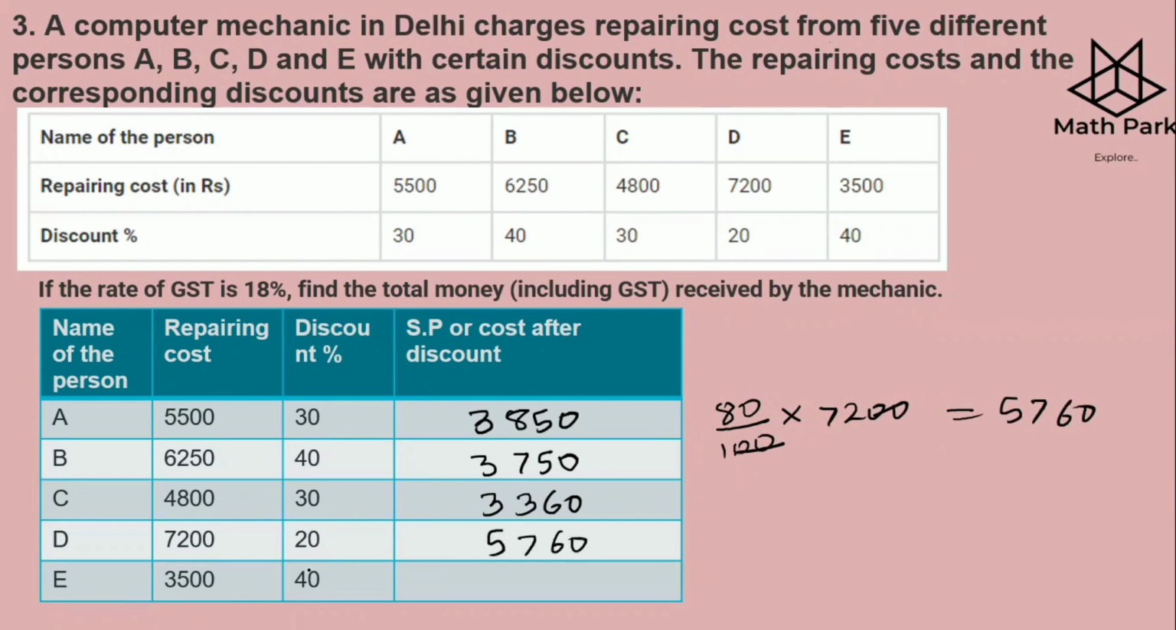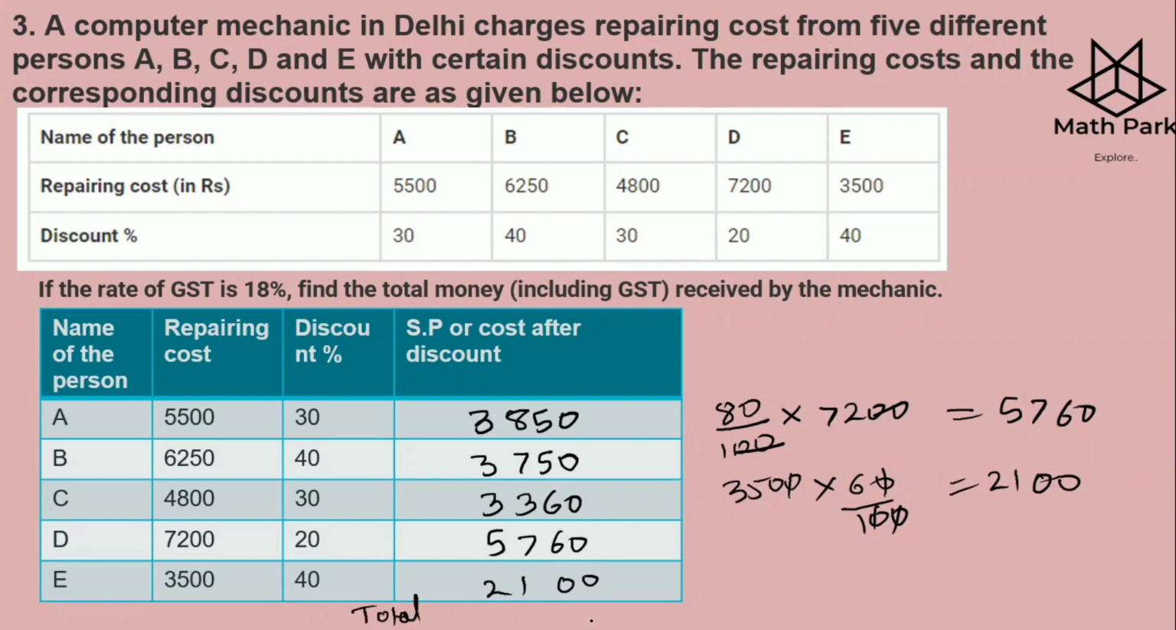For the last one, it is 40% discount, so 60%. We need to find 3,500 into 60%, which is 60 by 100. Let us simplify. 35 times 6, you get 210 and 10, so it is 2,100.